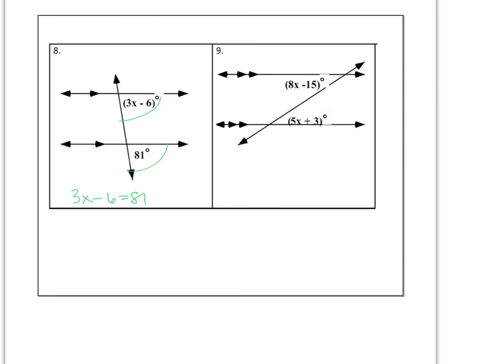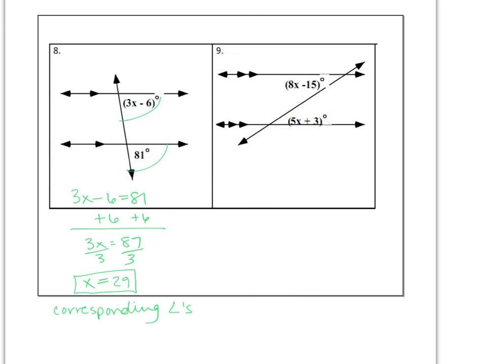So these angles in number 8 are in similar spots at the two intersections, and so they are equal to each other. They are congruent. And so I'm just solving here. And for me, I got x equals 29. Now it's not 29 degrees in this case. It's not the size of the angle. It's just the value for x. The reason I knew this is because of corresponding angles. Because corresponding angles have to be congruent.